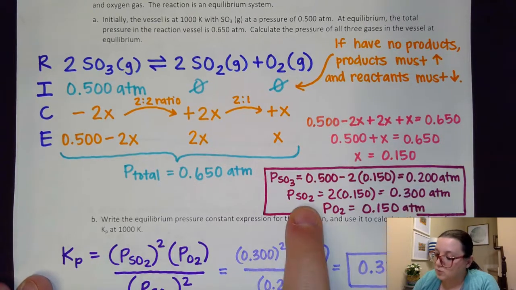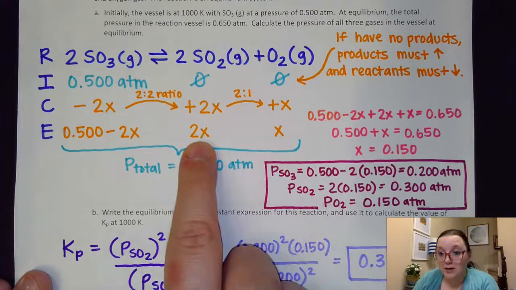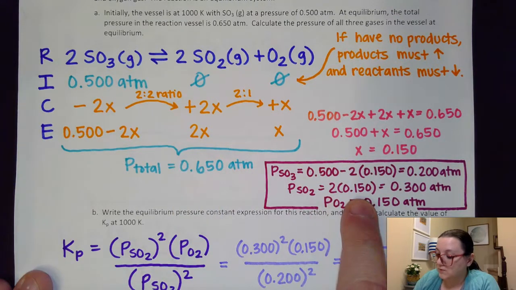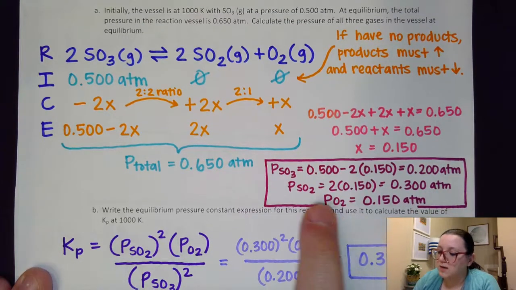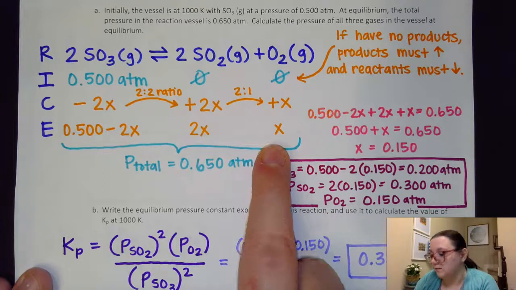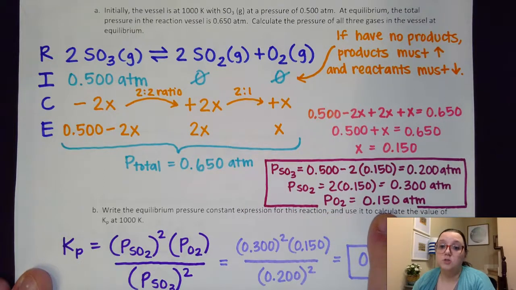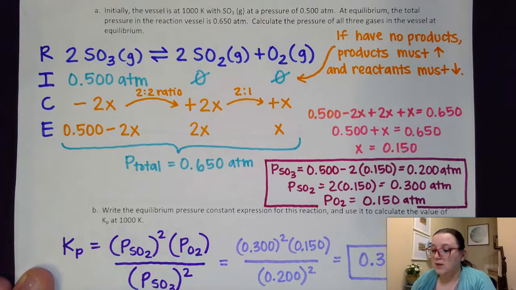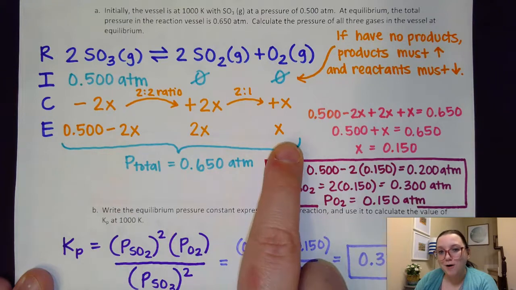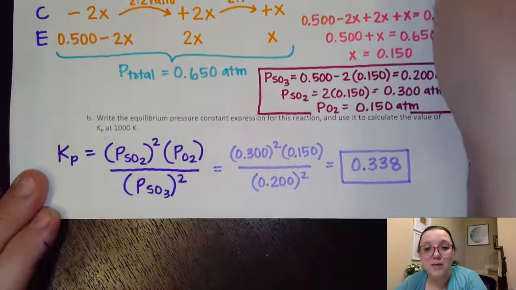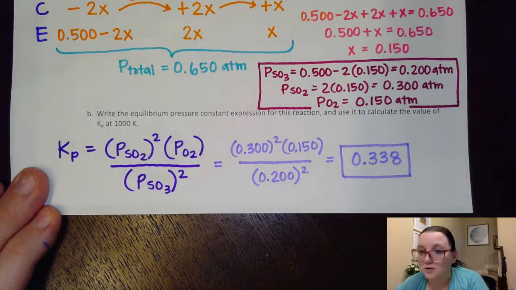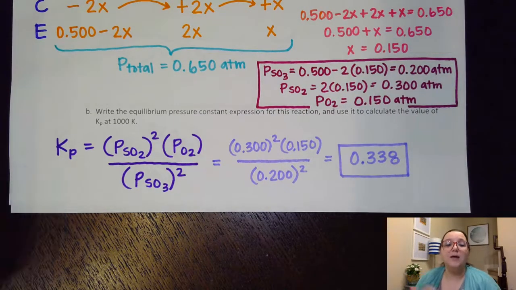For SO2, we said that it was equal to 2x, so 2 times 0.150 would give me a final pressure of 0.3 atmospheres. And then finally, for O2, it had a pressure of x, and so therefore its equilibrium pressure would just be 0.150. So here's the deal. I now know what these equilibrium pressures are, and so what that means is that I can come down here to part B and plug in those values in order to solve for my Kp.